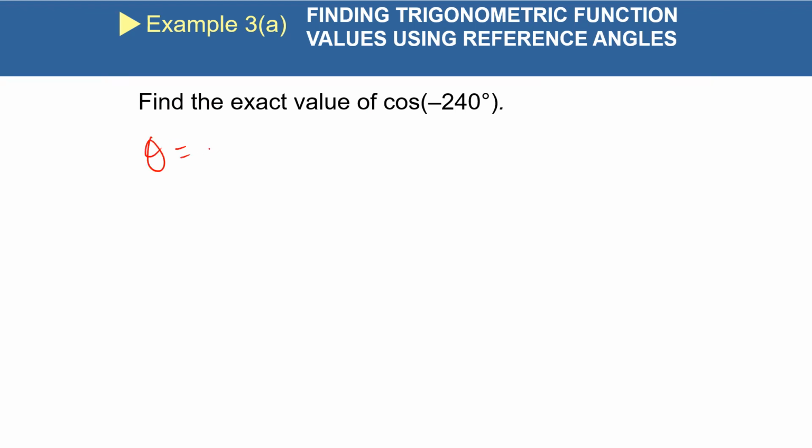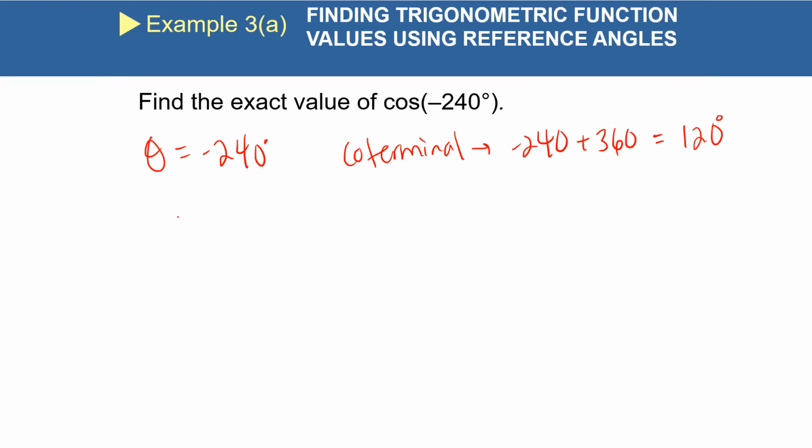So in this case, I'm going to need to find the what? So we're at theta equals -240. What am I going to need to find for it? I'm going to add 360 to find its coterminal. Does that make sense? So to find my coterminal, I'm going to have -240 plus 360. So -240 plus 360 gives me what? Gives me 120. Okay, so now I know that I'm actually going to be looking for the cosine of 120.